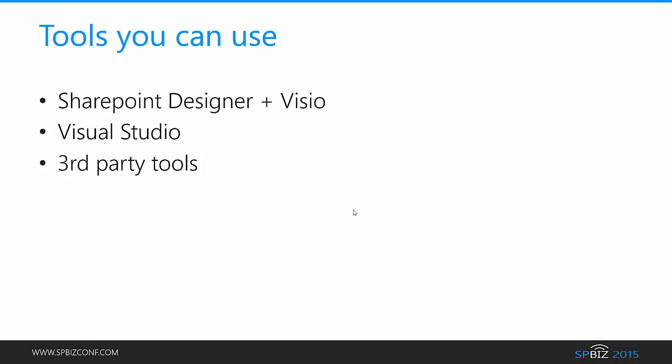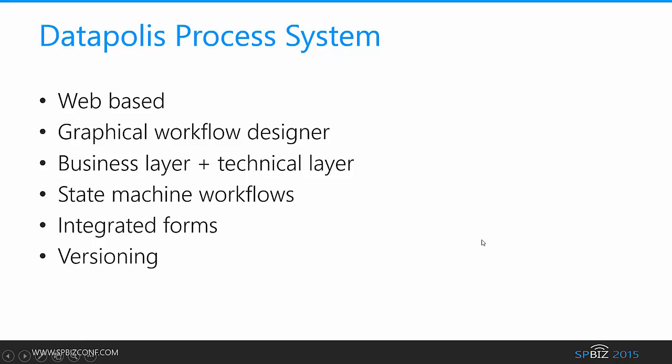Of course, we've got third-party tools to choose from. This is what we did. We chose Datapolis process system, which is web-based. It's got a graphical workflow designer. It splits the view on a process into business layer and the technical layer. It supports truly state machine workflows. It's got its integrated forms mechanism, and it supports versioning of the workflow definitions.